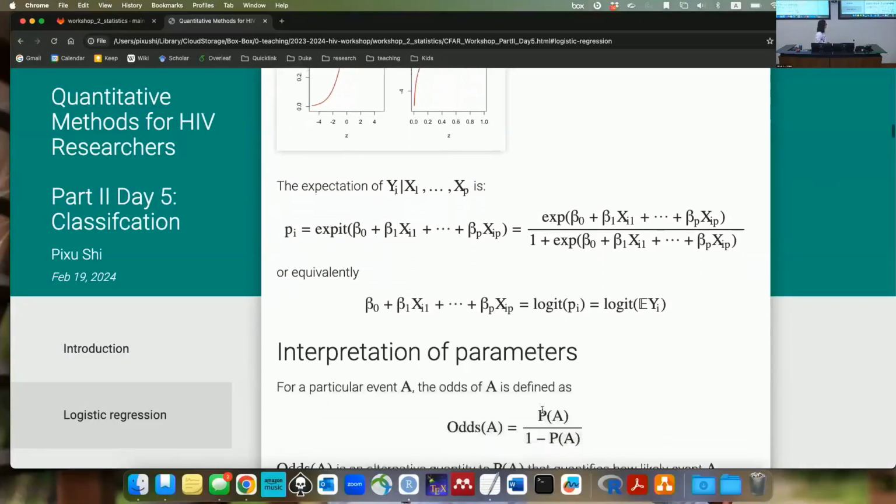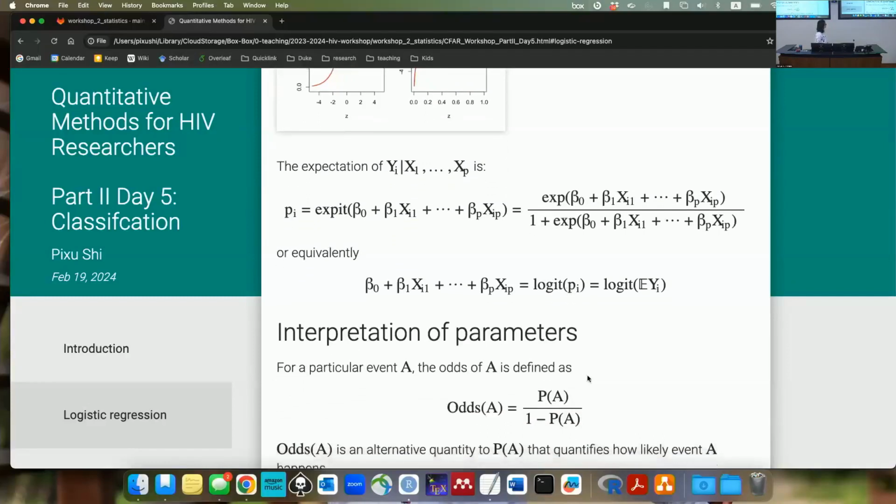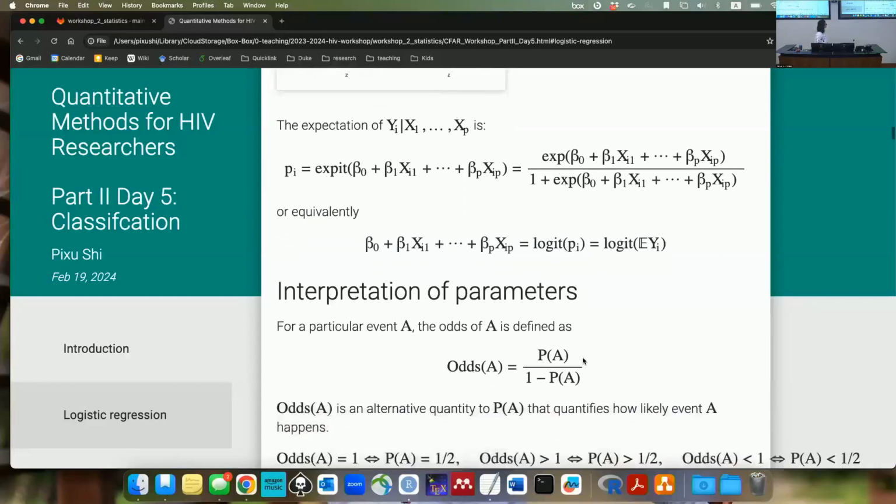And if we look at this whole thing, this is actually the log odds. It's the logit of P, which is also defined as the log odds. So what is odds then? The odds is the probability divided by 1 minus the probability. It's monotone in probability. So higher probability also means higher odds.